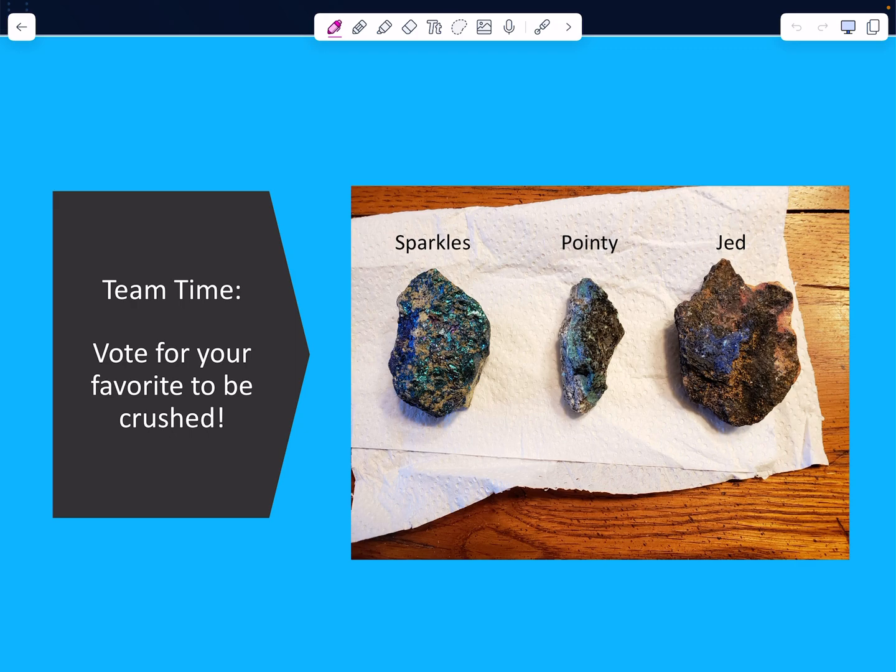And so you get to vote on which one of these we smash and dissolve in nitric acid this weekend. Each group should come to consensus and cast their vote for either Sparkles, Pointy, or Jed. I just named them based on what I thought they looked like. So that's your fourth question for the day, and I'll give you another minute.